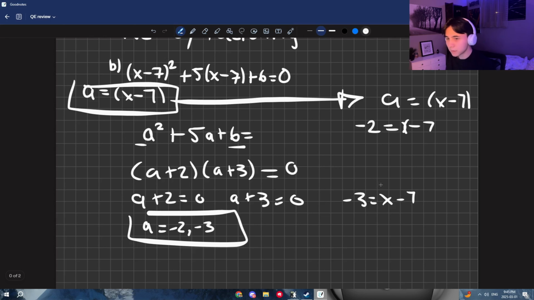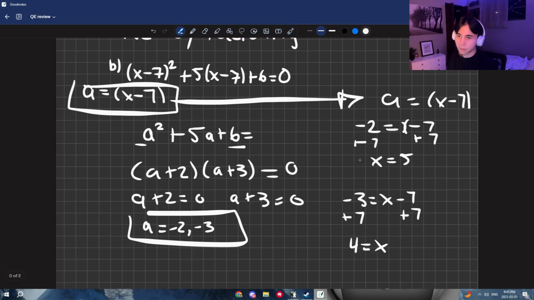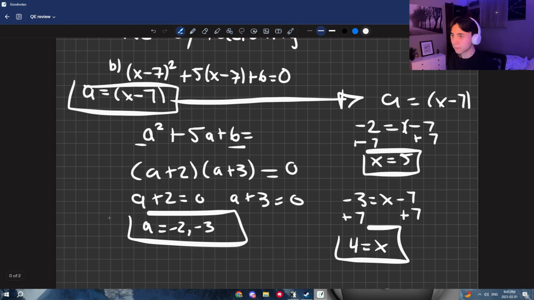So now all we got to do is isolate for x. In this case, I'm going to add 7 to both sides, and that's going to give us x is equal to 4. And add 7 to both sides, and you're going to get x is equal to 5. So you should get that by doing the plug in method.